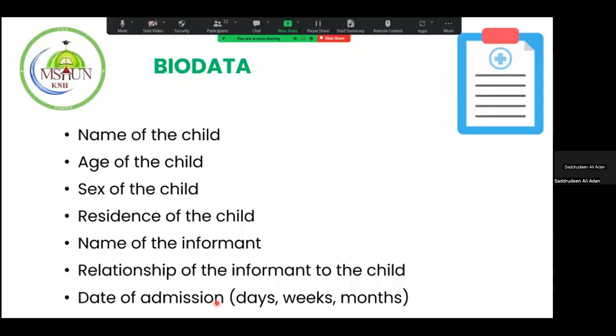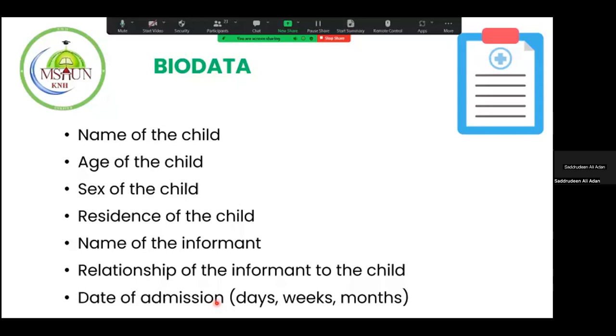Was admitted, let's say today is 16th February. No, you always put it in days, weeks, or months. Was admitted 2 days ago, was admitted 4 weeks ago, was admitted 2.5 months ago. So please make it easy for the consultant not to do the calculation for you. Always put the date of admission in days, weeks, or months.